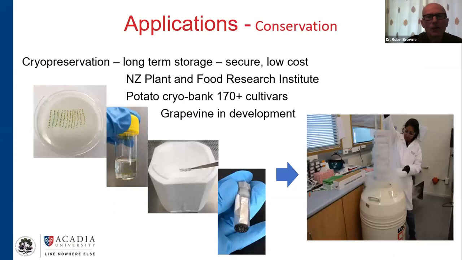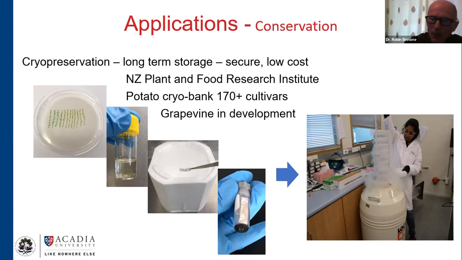Another aspect is conservation through cryopreservation, which also has a tissue culture component to it. So typically what happens, you'll have culture material as samples. They go through a processing series. They're frozen in liquid nitrogen, usually in cryo tubes, and kept in cryo tanks as such. This is a strategy for long-term storage. It's a secure method, relatively low cost.